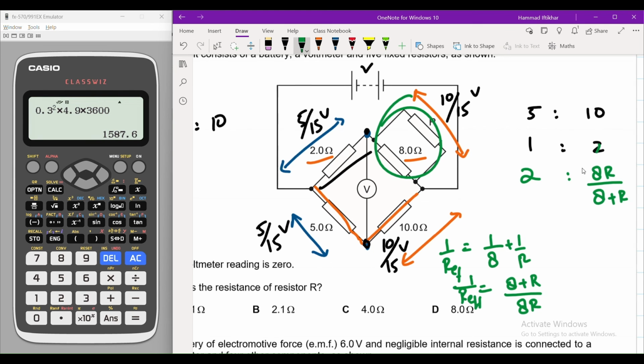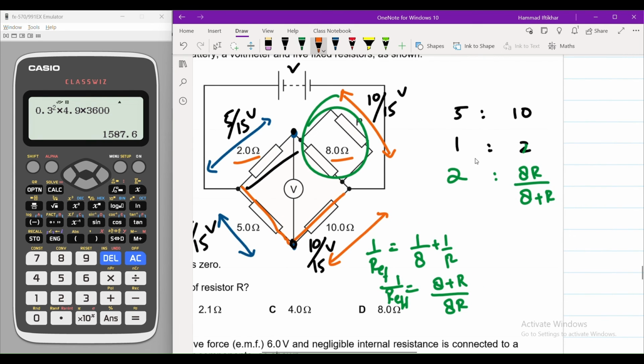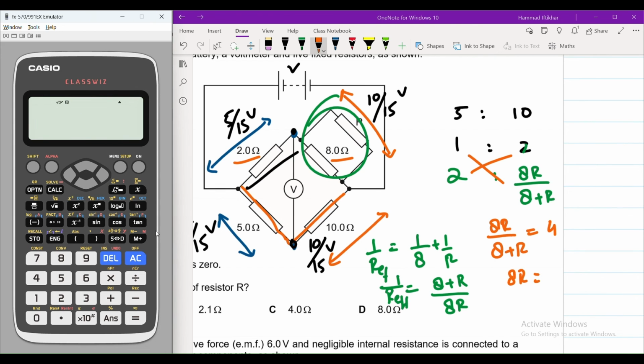Okay, so now we can calculate that by simply cross multiplying. So 8r over 8 plus r is equal to 4. So 8r is equal to 4 times 8, which is 32, sorry, my bad, plus 4r. And then 4r equals 32. So r is 8. Right.